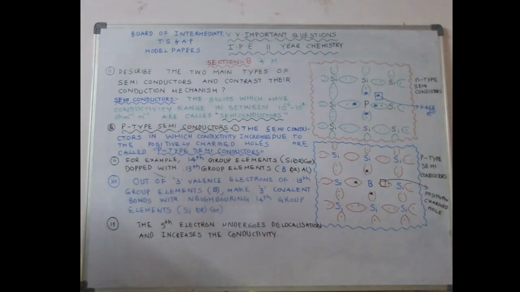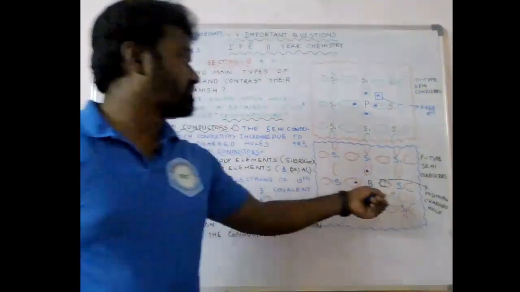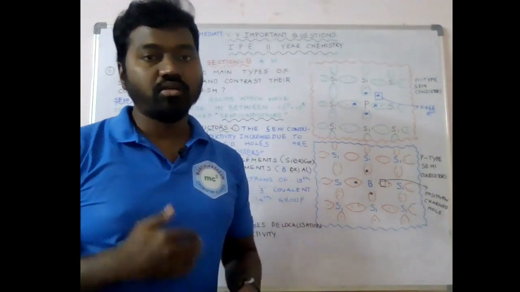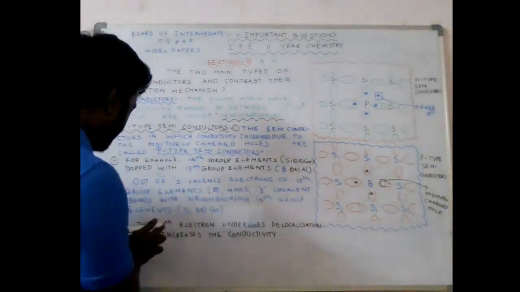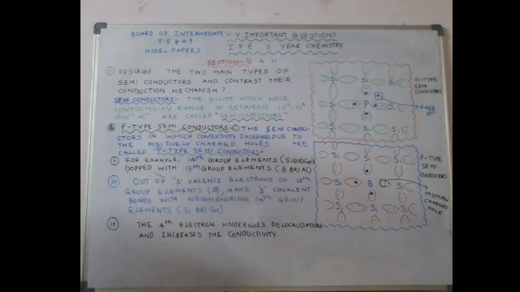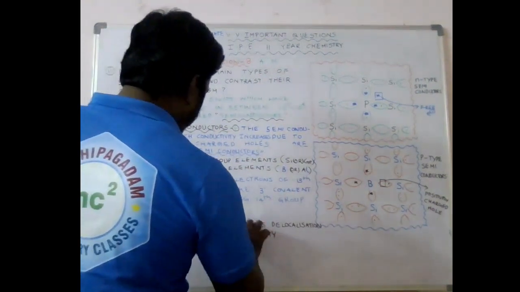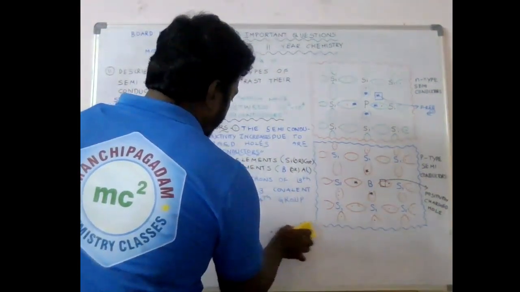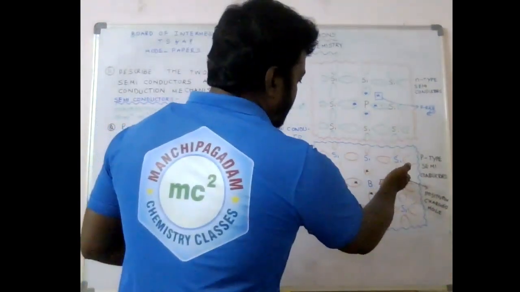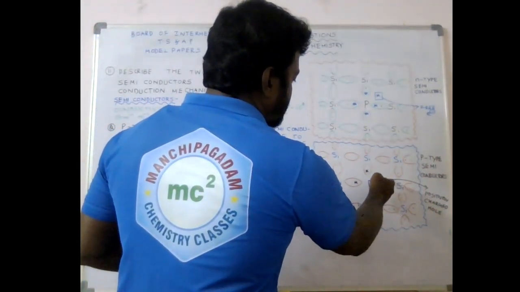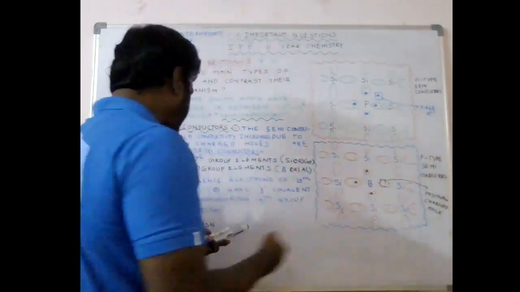Okay, only 3. Means what? The rest of the electron of silicon is not having any pair. Correct? That is why that positive hole is created. So what we can say that the remaining 4th electron, the 4th electron undergoes delocalization. Means here we have to say that the 4th electron moves towards the positive hole. This extra electron is trying to come here to the positive hole, because of that conductivity increases.